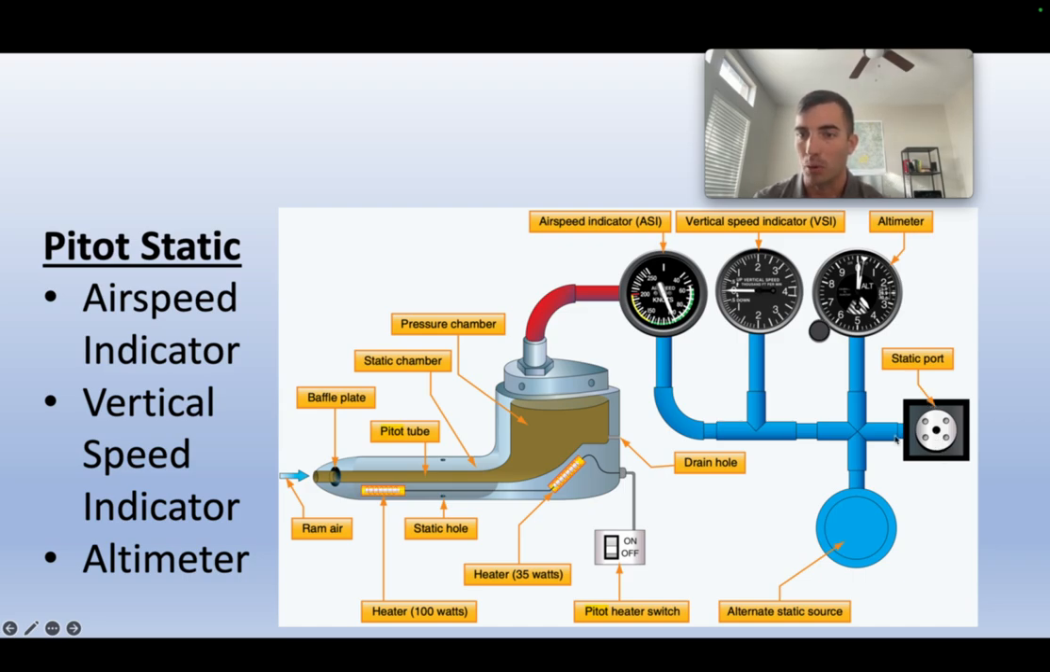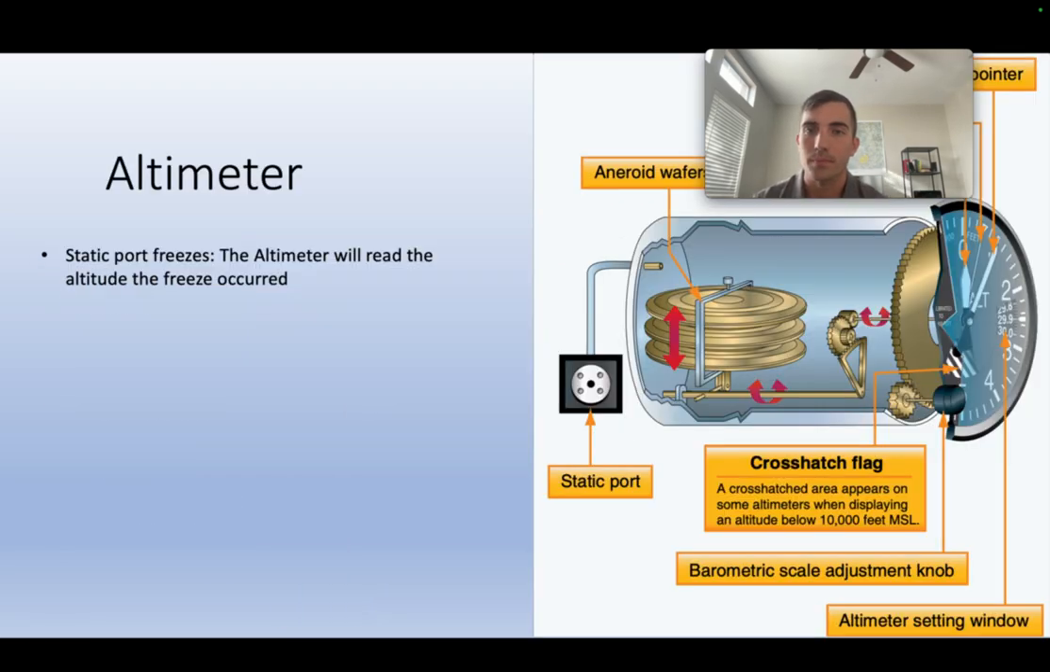Additionally, we have the static port, which is piped to all three instruments. That just gives you essentially the pressure outside of the airplane. So as you climb, there's going to be less pressure, and that's what it will be detecting. And then an alternate static source. Sometimes people say you can break your VSI to get an alternate static source. We'll briefly go through each one of these instruments.